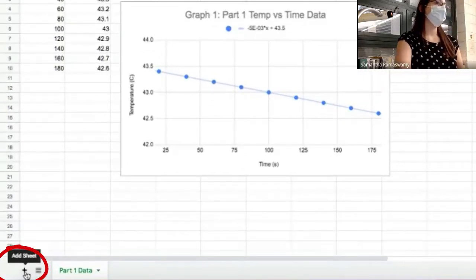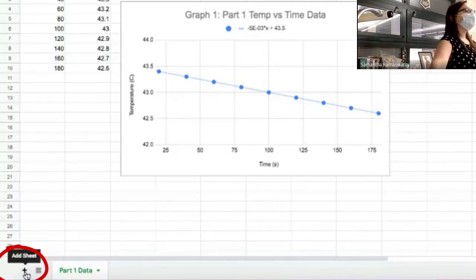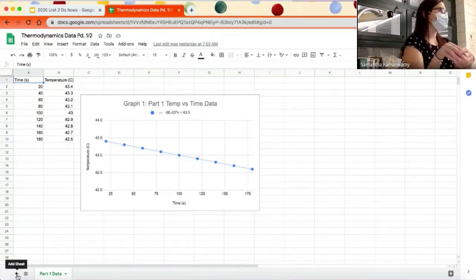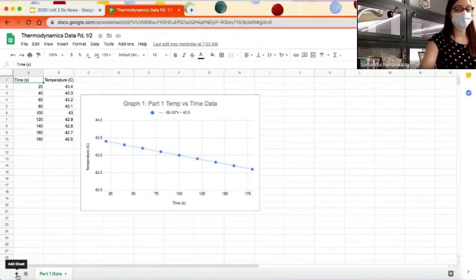graph that I create. Now, yesterday I showed how you can copy and paste it into a Google Doc, but I also forgot that in Google Classroom, you can just turn in a Google Sheet as well. So if you want to just turn in this Google Sheet, you can. It'll have all of your graphs on it.